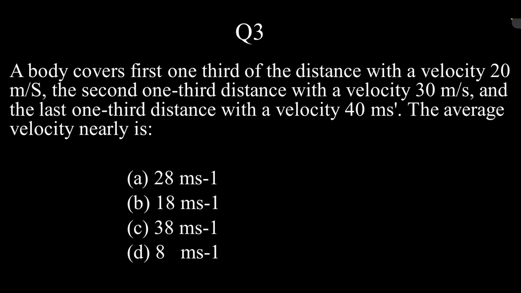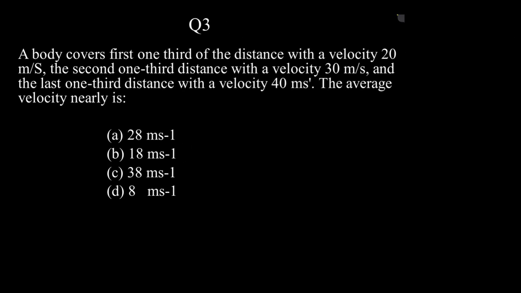A body covers the first 1/3 of the distance with a velocity of 20 meters per second, the second 1/3 with a velocity of 30, and the third with a velocity of 40. The average velocity nearly is. Okay, so let's start solving this question.